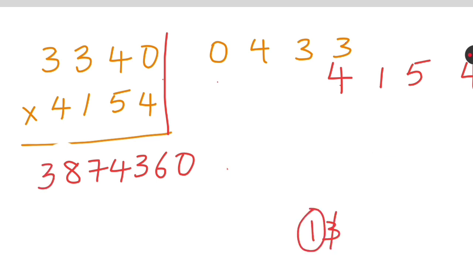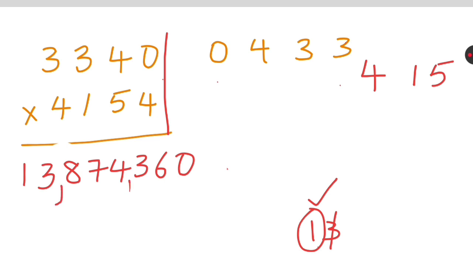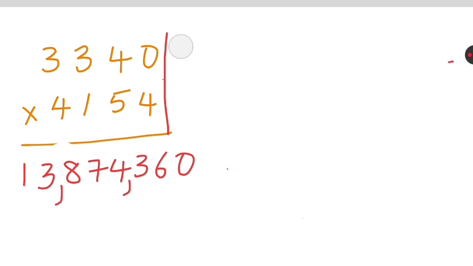And again keep sliding to the right. After sliding to the right, we don't have any digits which are vertically aligned. That's why you stop the process. And we have 1 carry. This 1 you have to write here. So the answer is 13,874,360. So like that you have to multiply by using the slide method of multiplication.